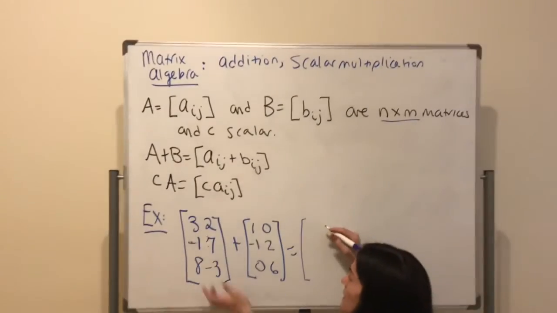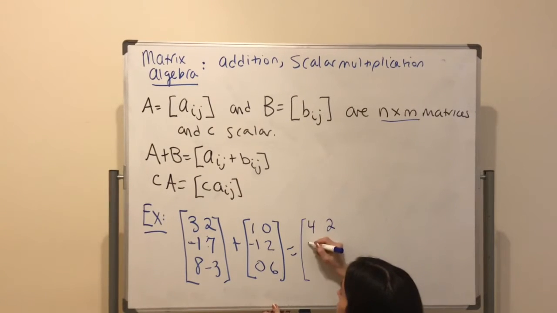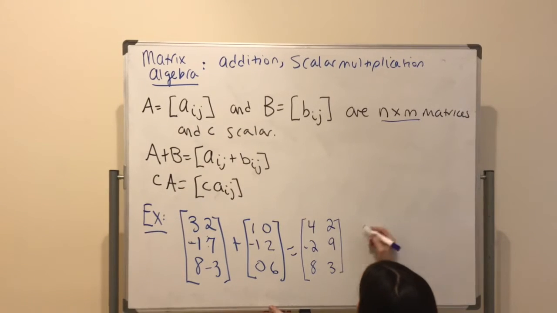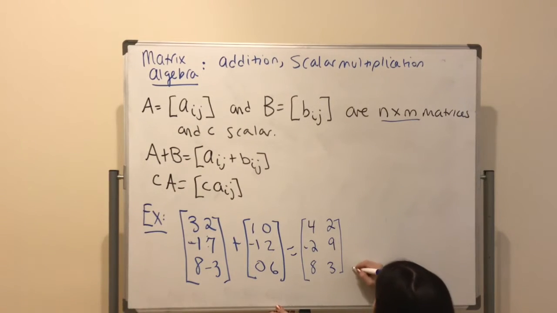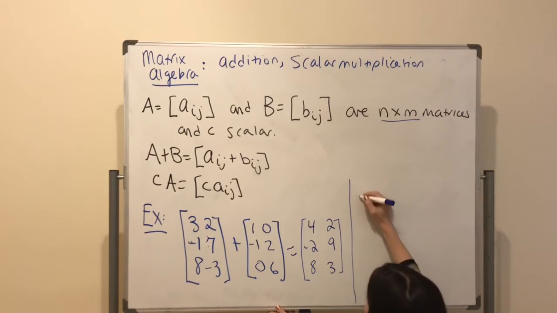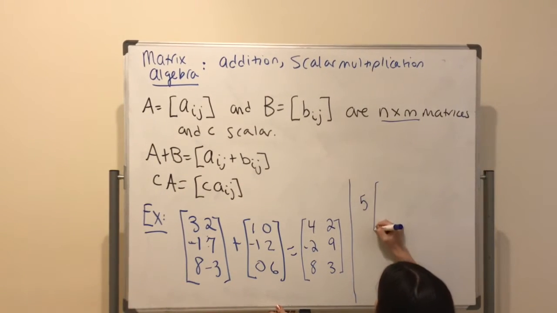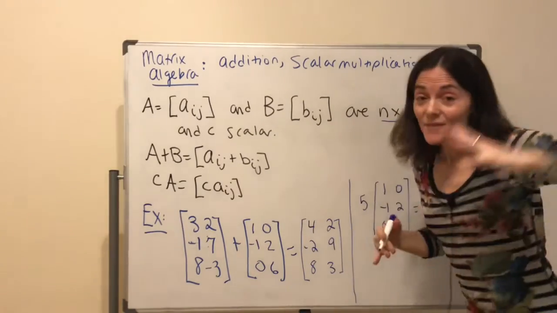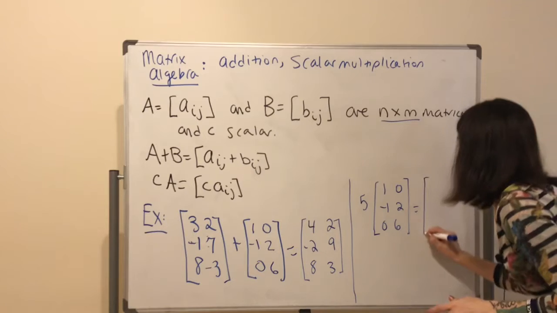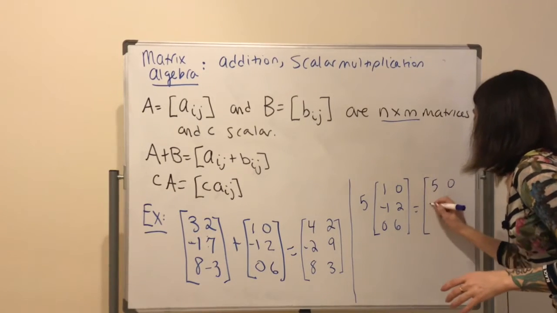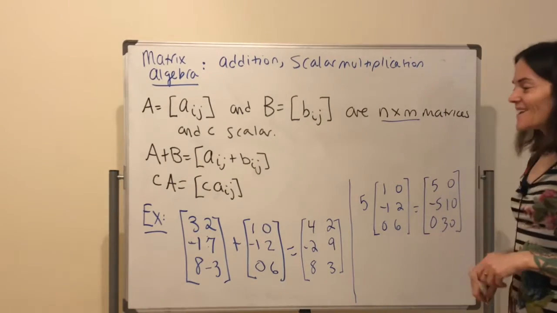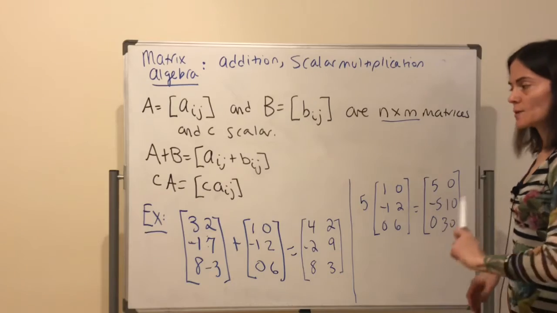We add component by component, or entry by entry. So the 1, 1 entry is 4, and then we have 2, minus 2, 9, 8, and 3. Similarly, if I wanted, say, 5 times this matrix, 1, 0, minus 1, 2, 0, 6, one of the ones we just did, we just multiply every single entry by 5. So this would be 5, 0, minus 5, 10, 0, and 30. This is matrix addition and scalar multiplication.